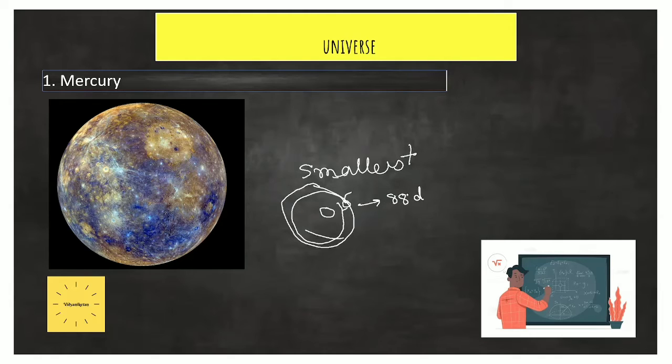Okay, 88 days. But it rotates about its axis slowly. It does not rotate very fast. The time taken by Mercury to rotate about its own axis is 58 days. So it is actually very large compared to the revolution time. Now we will learn more features of Mercury.